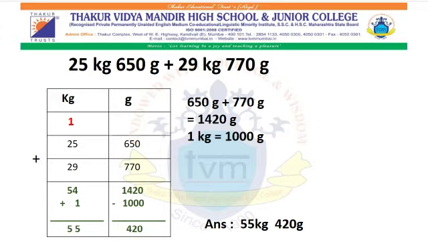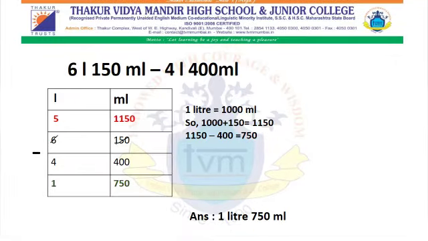Similarly, children, for all the things like meters, centimeters, liters, milliliters, you have to see that the number in the smaller unit should not exceed its limit. That is, if 1 kg is 1000 grams, it should not exceed 1000. If it is exceeding 1000, then you have to subtract 1000 for addition. Okay.